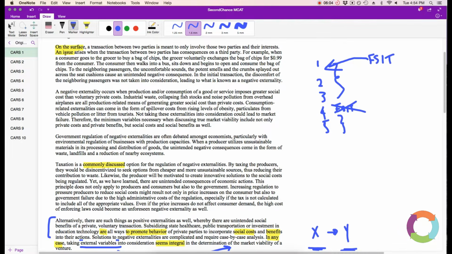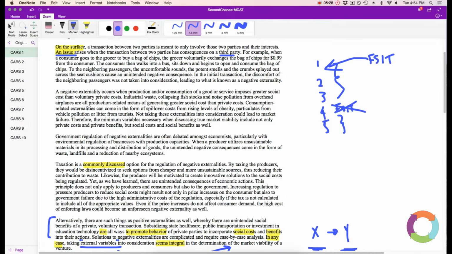So we know that the author thinks it's an issue when the transaction between two parties has consequences on a third party. For example, when a consumer goes to the grocer to buy a bag of chips, the grocer voluntarily exchanges the bag of chips for 99 cents. They then walk onto a bus, sit down, open and consume the bag of chips. To the neighbors, a bunch of uncomfortable sounds, potent smells, and crumbs on the seat cushions cause unintended negative consequences. In the initial transaction, the discomfort of the neighboring passengers was not taken into consideration, leading to what is known as a negative externality.